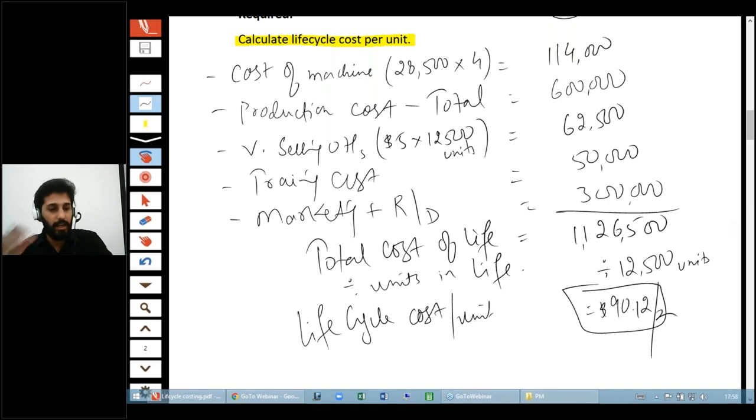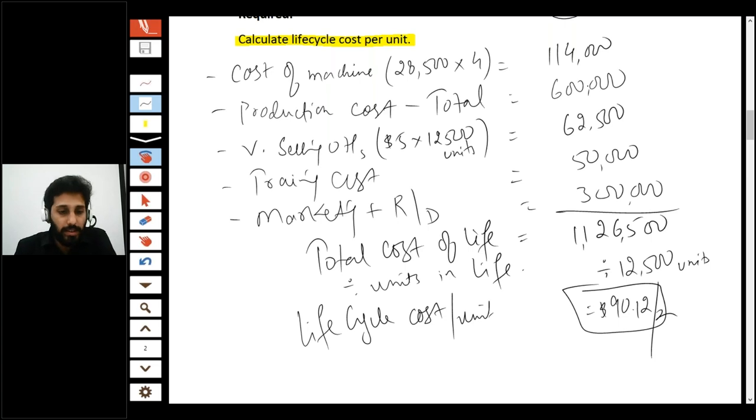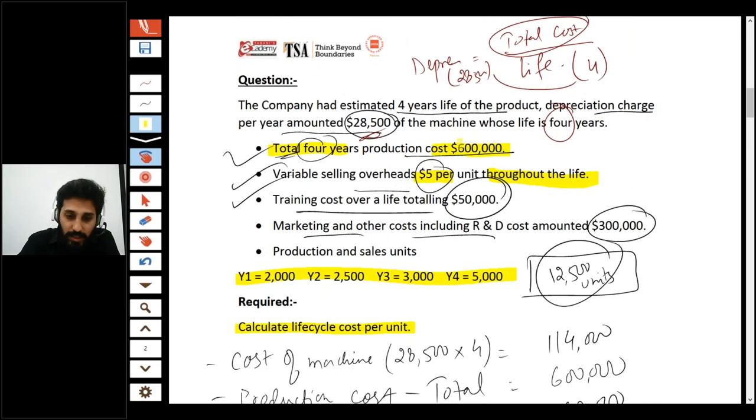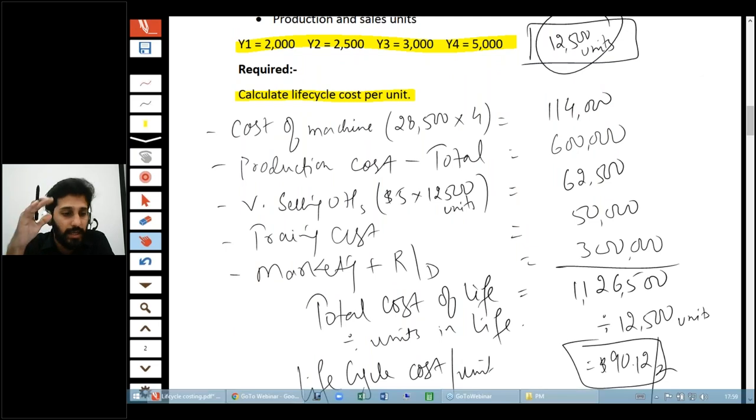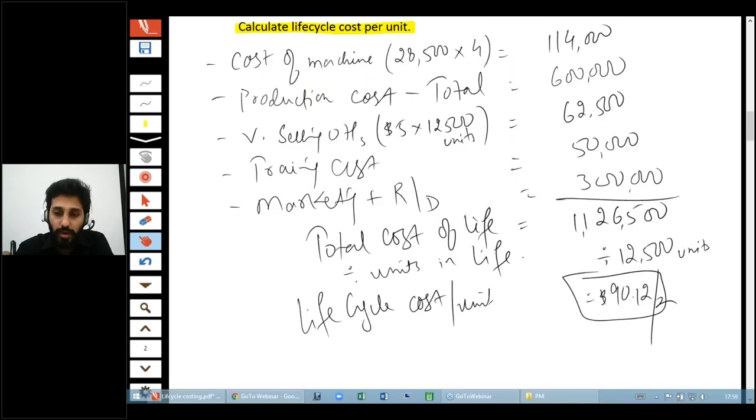F. Rizan, is there any confusion with this calculation? Can you please tell me your confusing element? By the way, first tell me, were you connected from the start of the question? The production cost is a total of 600,000 for 4 years. While taking life cycle costing, we take production as well as non-production costs, so we have to take training cost, marketing cost, and all the costs. I first calculated all the costs over the expected life, and divided it by the units expected in a life, and simply got a life cycle cost per unit of 90.12. F. Rizan, is it now fine?